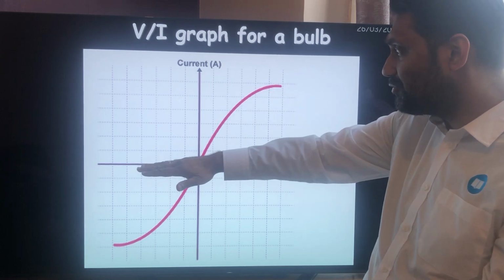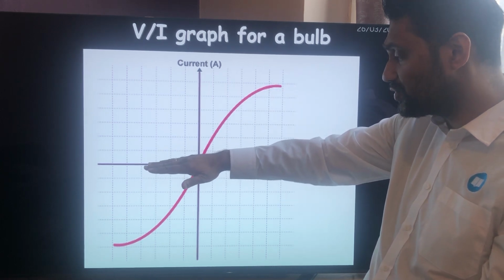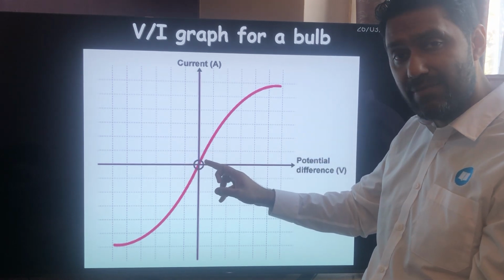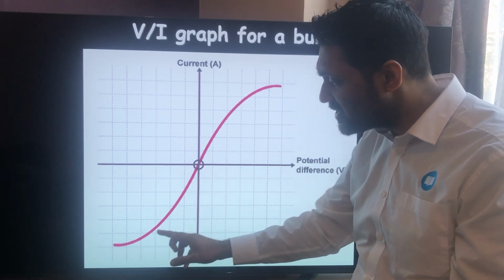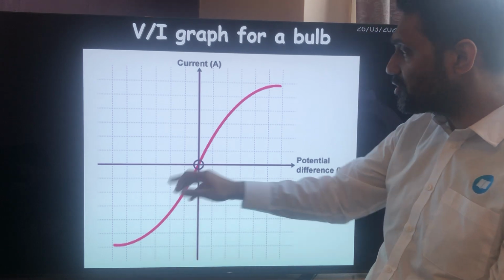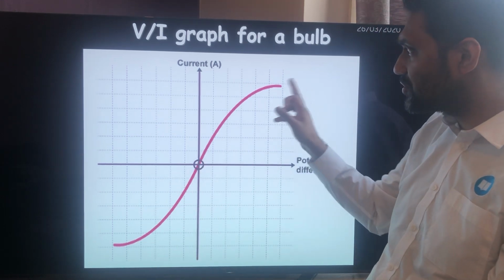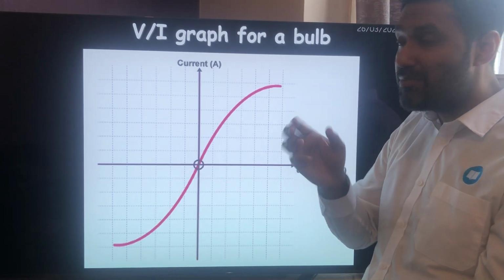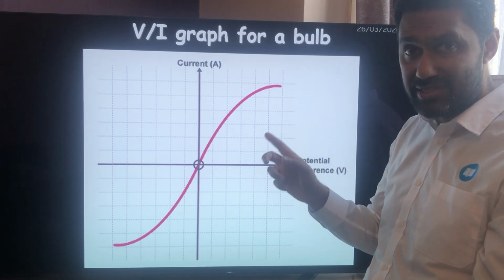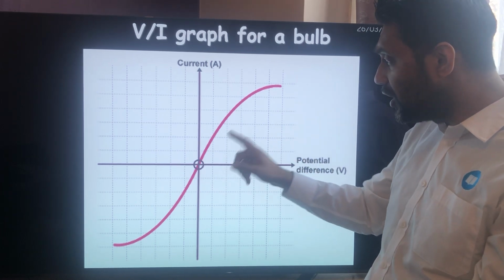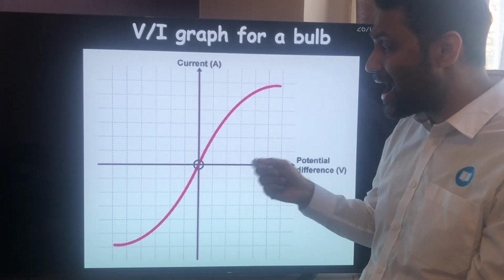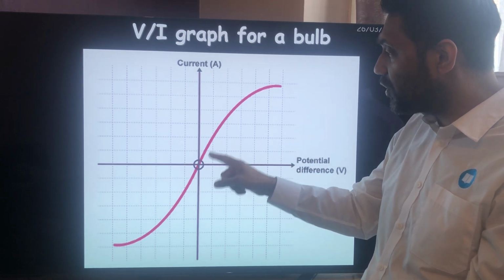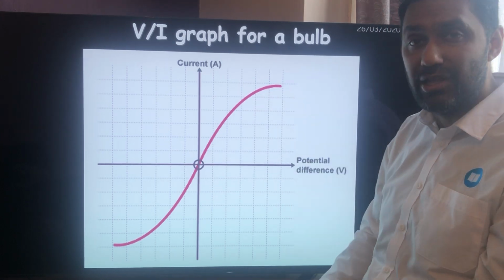And if I turn the battery round, or the cells round, the voltage round, you get exactly the same pattern. It increases and then it plateaus. It's just a mirror image of that. So you get this S-shaped curve. And you need to memorize the shape of these graphs for your exams. So how do you explain this? How do you explain why the graph is going up in a straight line but then starting to level off?